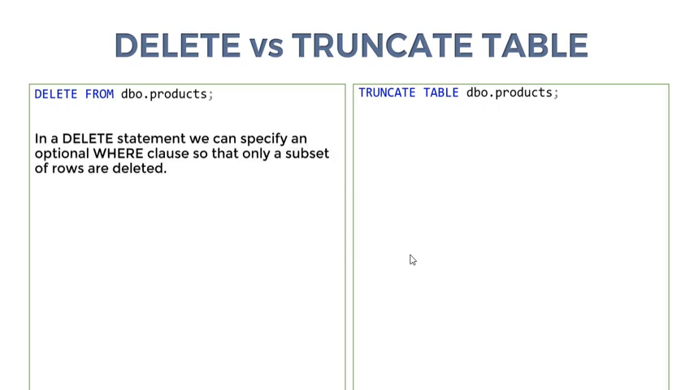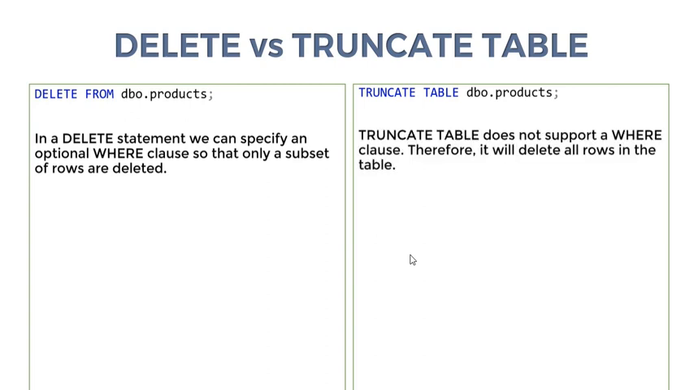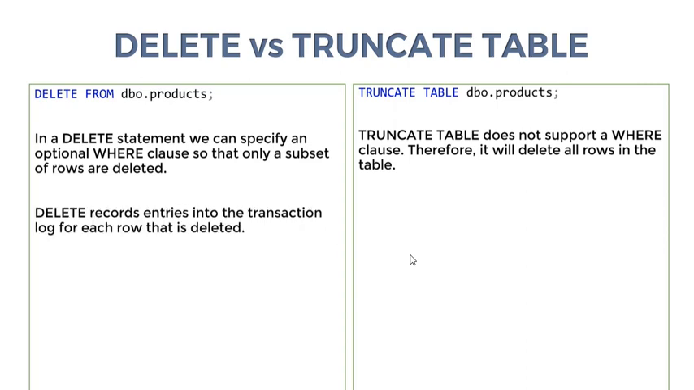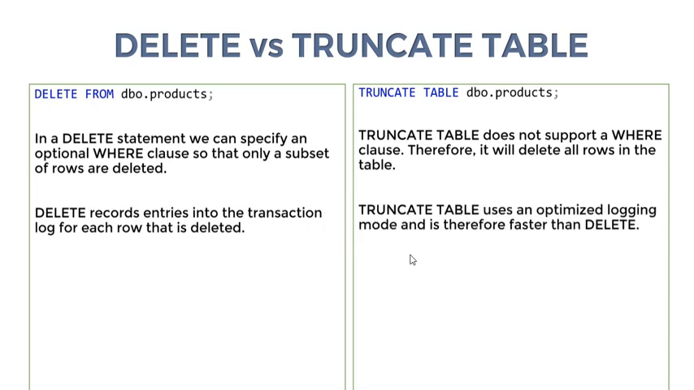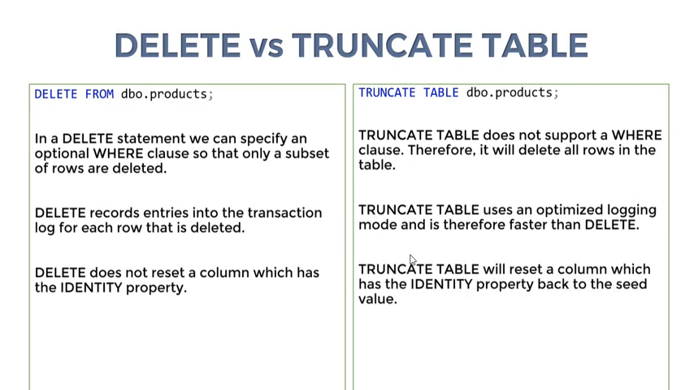In a delete statement we can specify an optional where clause. Truncate does not support any where clause; it will delete all the rows. Delete records entries into the transaction log for each row that is deleted. Truncate uses an optimized logging mode and is therefore faster than delete. Delete does not reset a column which has the identity property. Truncate will reset a column which has the identity property back to the seed value.